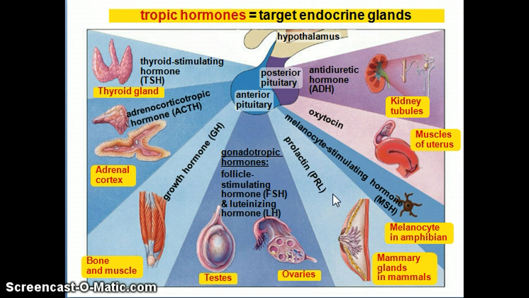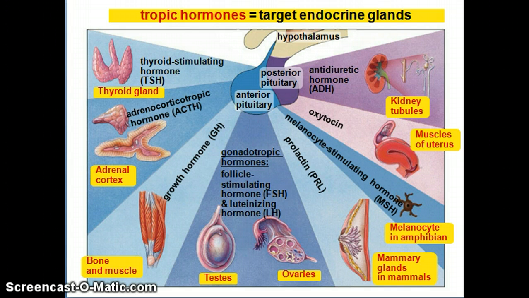Prolactin is another tropic hormone. The melanocyte stimulating hormone here, which is found in amphibians as well. Oxytocin and ADH, antidiuretic hormone. And again, these two are part of the posterior, which is why they're purple, and these are all from the anterior.